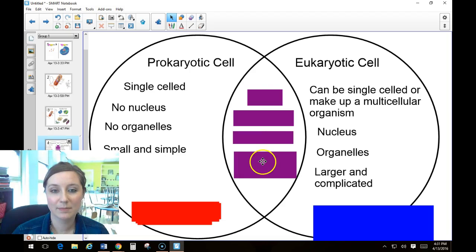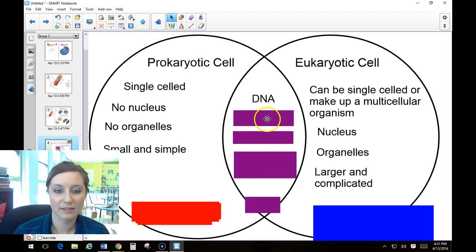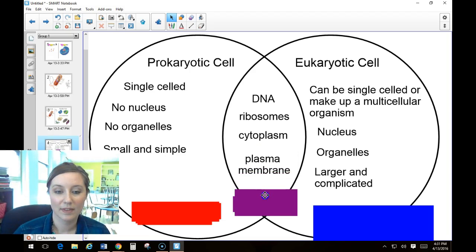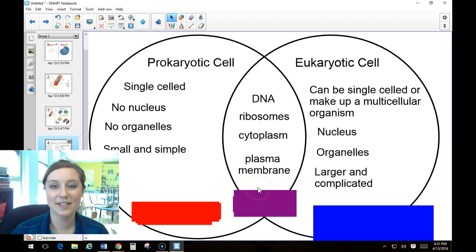So now for our similarities. Both types of cells are going to have DNA. Both types of cells are going to have ribosomes. Both types of cells are filled with cytoplasm. And both cells have that plasma membrane or that cell membrane to them. So hopefully you have a better idea of the differences between prokaryotic cells and eukaryotic cells. Your job now is going to be to actually classify cells into groups based on some of the characteristics that you're seeing.